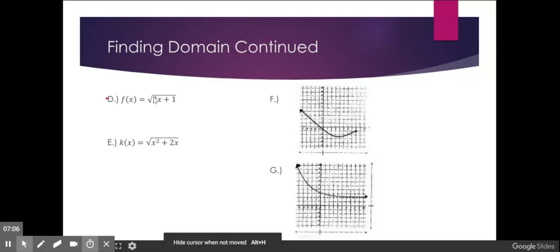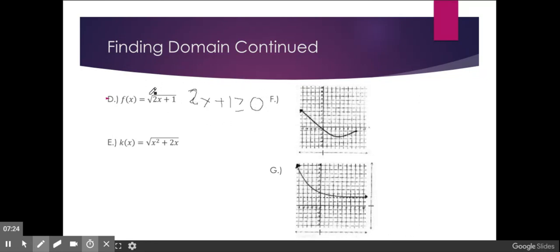For these examples, we have square roots. So here, if we have a square root, we want what's under it to be positive or greater than or equal to 0. So 2x plus 1 has to be greater than or equal to 0, because we can't have a negative under a square root. That'll give us an imaginary number. So we're going to subtract 1 from both sides, and then divide by 2. So x has to be greater than or equal to -1/2, and that would be my domain.